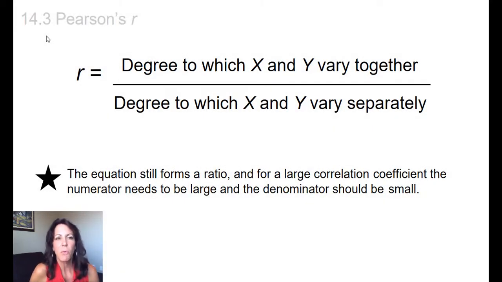But what I want you to know now is that the R statistic is yet another ratio. It's a comparison. The numerator is the degree to which X and Y vary together, and the denominator is the degree to which X and Y vary separately. So if we want a large correlation coefficient, we want our degree that X and Y vary together to be a lot more than the degree to which they vary separately. So we want large numerators, and smaller denominators in order to get a larger correlation.